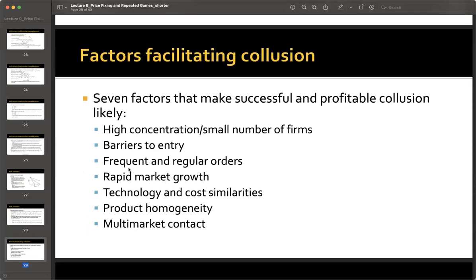Now, what are the factors facilitating collusion? So there are 7 factors that make successful or profitable collusion likely. So these are high concentration, small number of firms, barriers to entry, frequent or regular orders, rapid market growth, technology and cost similarities, product homogeneity, and multi-market contact. Okay, so each of these we will go through, why these are the factors that are being considered. Parenthetically, these are also the same factors that, for example, the competition agency will also look at when trying to assess whether there might be collusion in a particular industry.